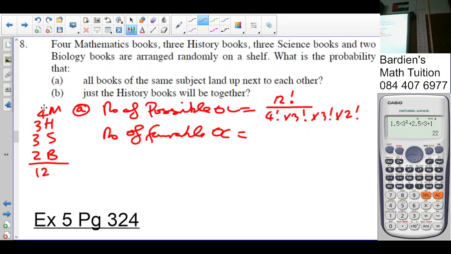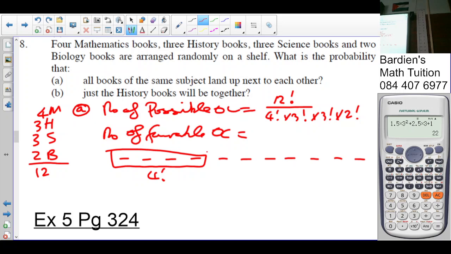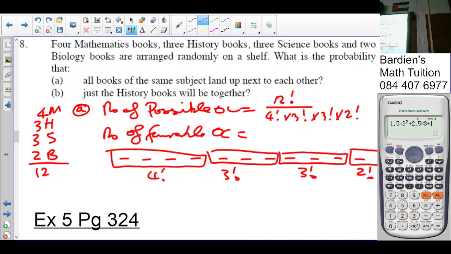So that would simply be what they're looking at, which means to say we have 12 bits. All the maths books are together, so the maths books together can be arranged in 4 factorial ways. Correct? The history books is 3 factorial. The science books is 3 factorial. The biology books is 2 factorial. So this can be arranged according to 4 factorial ways as well.